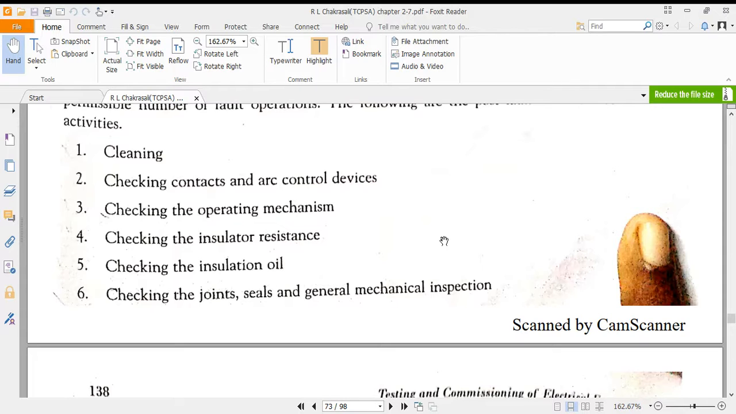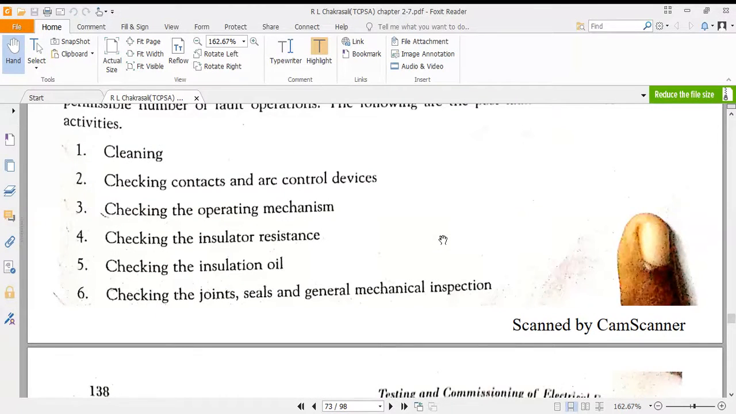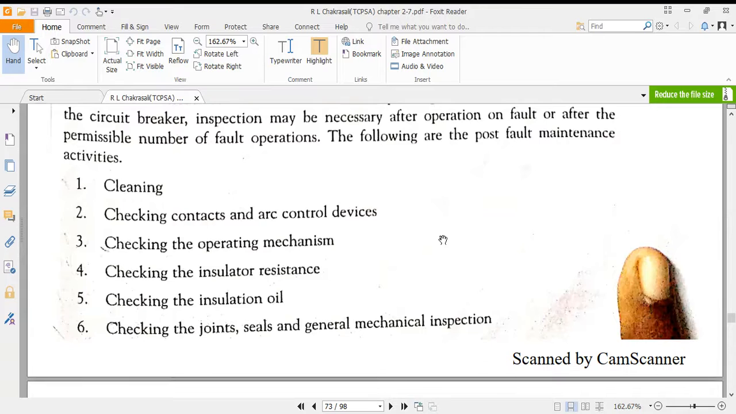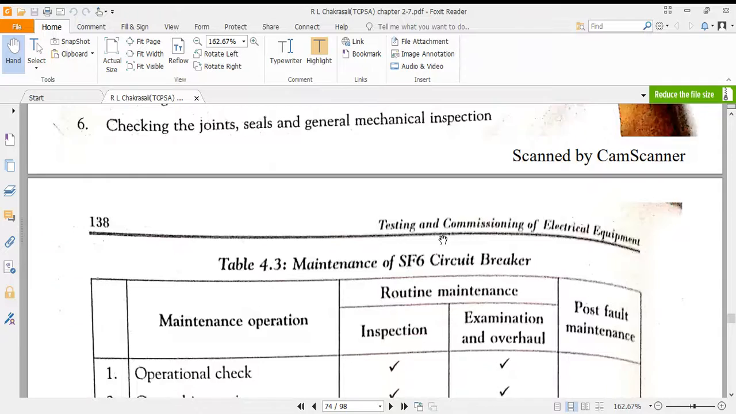Why are we doing all these things? Because if it is in good condition, it can handle the further fault effectively. Checking the insulation oil, checking the joints, seals, and general mechanical inspection. All these things are done once the fault is cleared. This is done on every fault clearance so that the circuit breaker is ready to take the further fault.